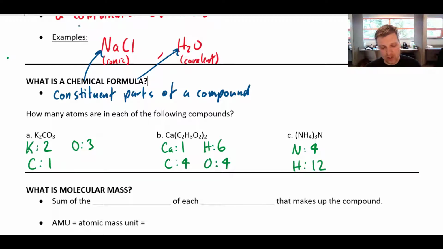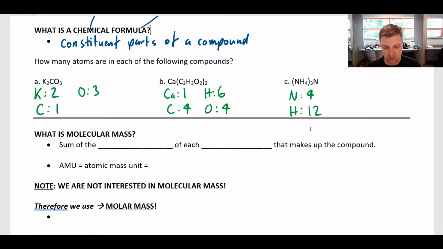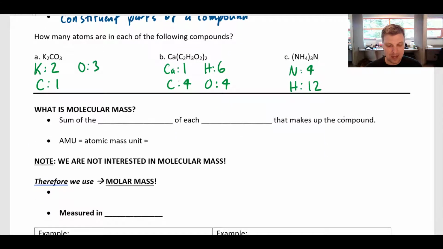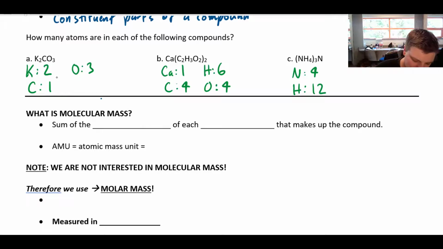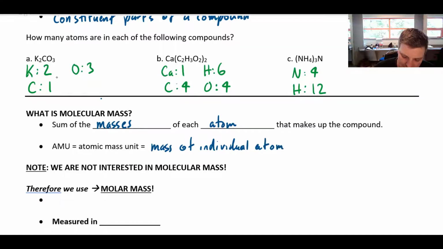So when we talk about the molecular mass of some species, whatever it is, okay? So the molecular mass of ammonium nitride or water or whatever it is, the molecular mass is really just the sum of the masses of each atom that make up the compound. Now, we could measure this in atomic mass units, which is really just the mass of individual atoms.